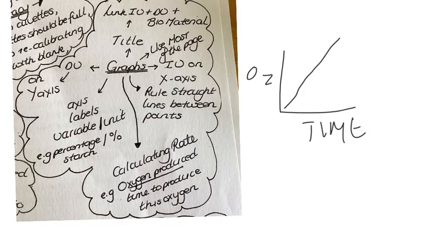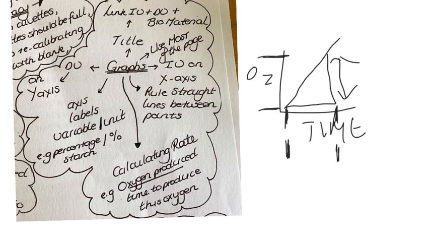If I was trying to work out rate from this graph, I would just draw on a triangle. I'm sure you've done this in maths. And then it would be the oxygen produced, which would be, sorry for my wobbly writing here. So the oxygen produced, you would take this value from this value, and that would give you the oxygen produced. And then you divide it by the time that it took to produce that oxygen, which would be this value, and then you take this value from it, and that would give you the time. So the rate would be this value divided by this value.